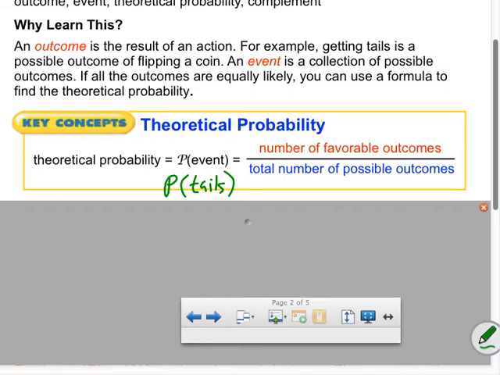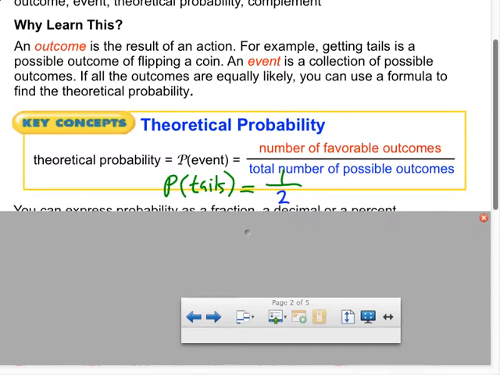Because the number of favorable outcomes would be what? How many tails are there on a coin? 1. And then the total number of possible outcomes, how many? 2. Right, there are 2 because you have heads and tails. So my top number would be 1 because there's only 1 tail on a coin. My bottom number would be 2 because there are 2 different possibilities. There's the tails and then the heads.